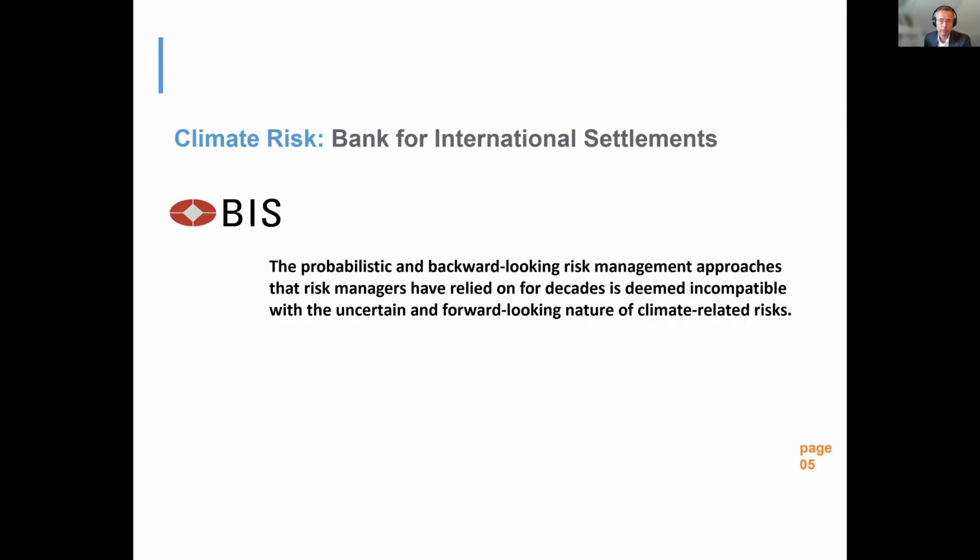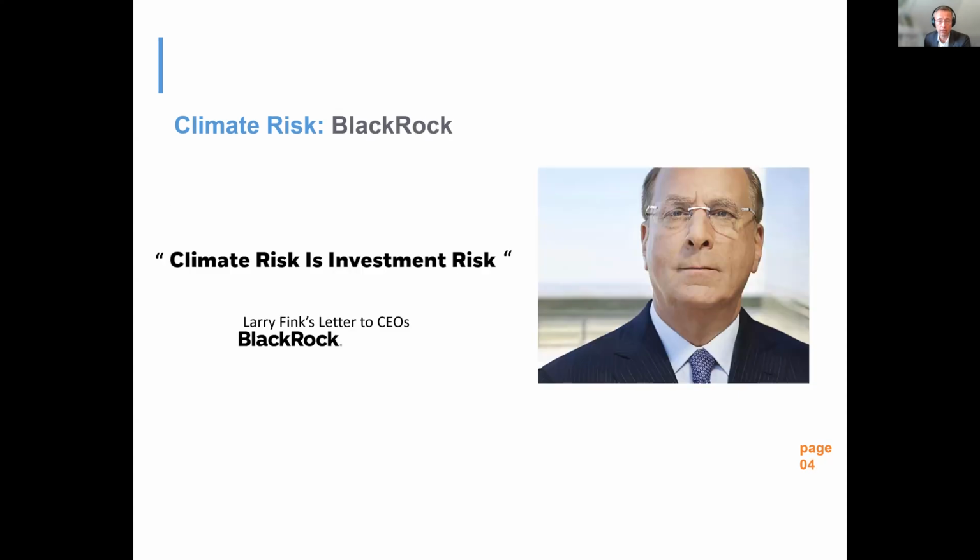Every year, Larry Fink sends a letter to the companies that he's investing in. And he has been very, I would say, embracing the issue of climate risk. It is the biggest topic of his last few letters. And he says climate risk is investment risk. And he's now calling every single company that he's investing in. And he wants to know, what are you doing to mitigate these risks? What are you doing to transition to a low carbon economy? Next slide, please.